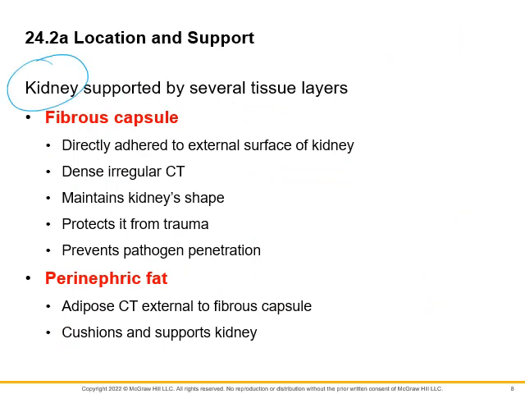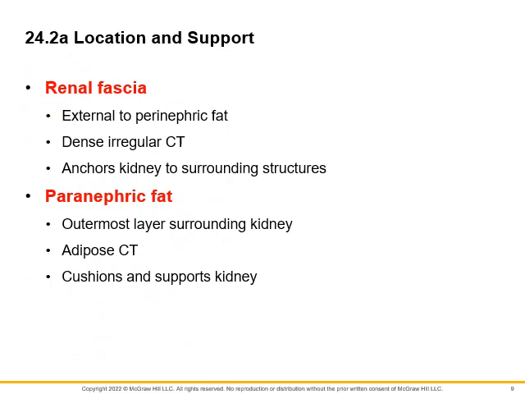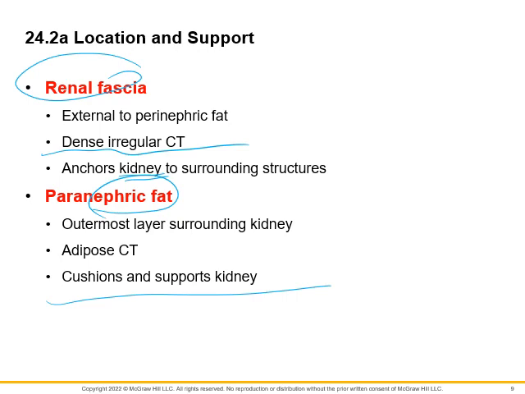When we look at the tissues that are supporting the kidneys and keeping them in their place, there's a fibrous capsule, and it has that dense, irregular connective tissue. It helps maintain the shape, protects it from trauma, stops pathogens from entering. Then you're going to have a layer of fat. This is going to cushion and support the kidney. Then you're going to have another layer of dense, irregular connective tissue, and this helps anchor the kidneys to surrounding structures, and then another layer of fat, and this is also going to cushion and support.